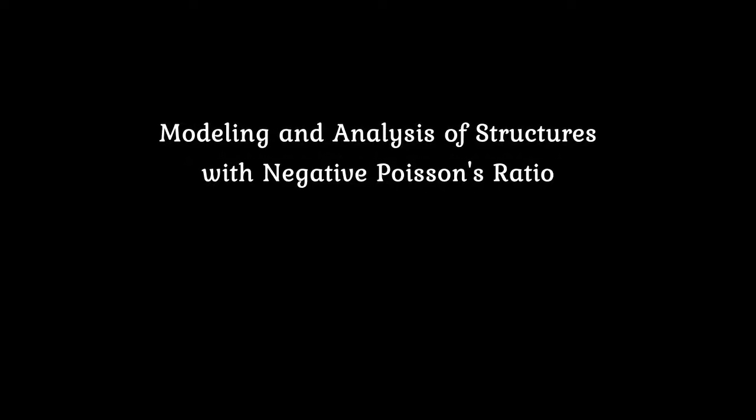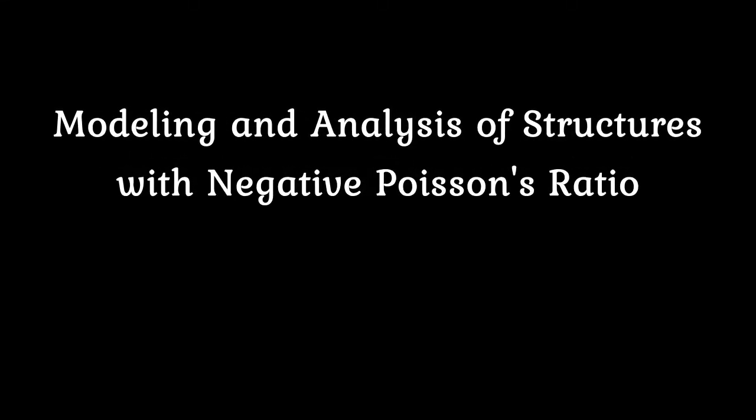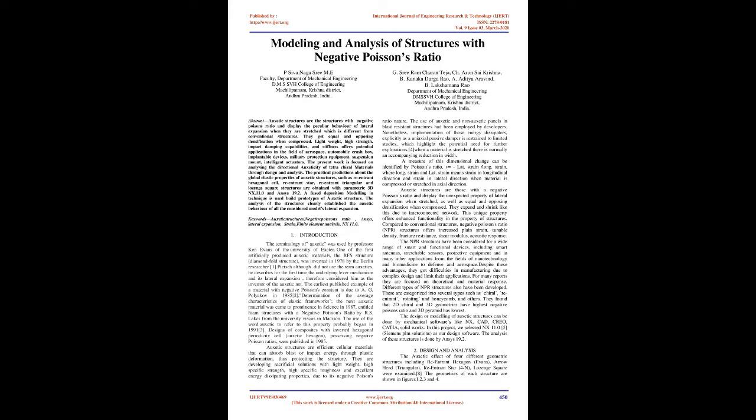Modeling and analysis of structures with negative Poisson's ratio. Abstract: Auxetic structures are structures with negative Poisson's ratio and display the peculiar behavior of lateral expansion when they are stretched, which is different from conventional structures. They get equal and opposing densification when compressed.